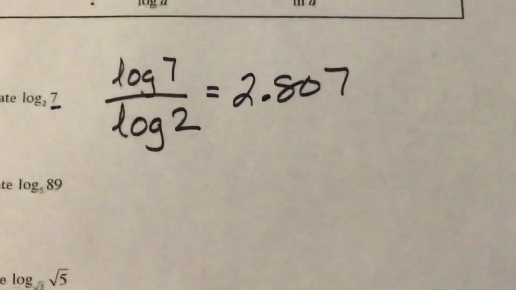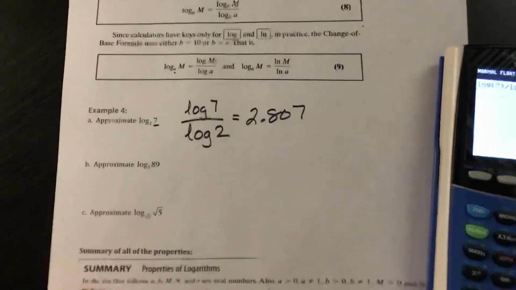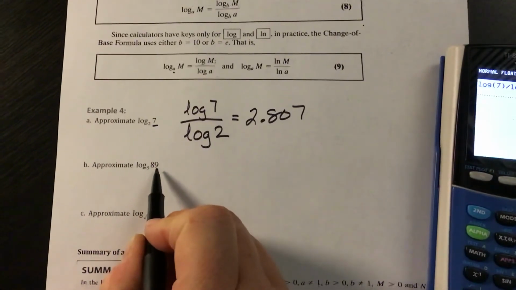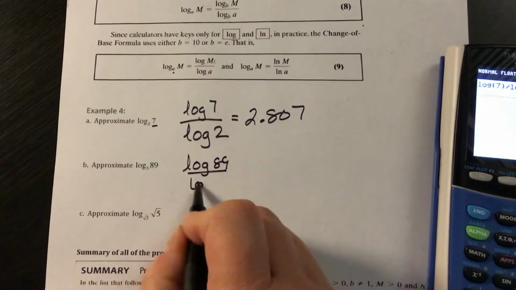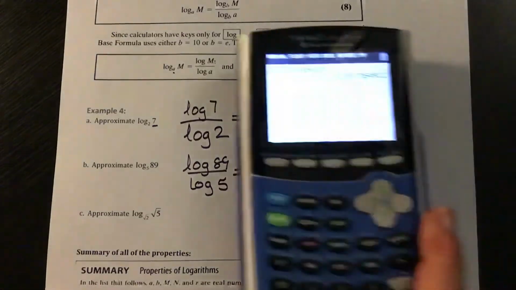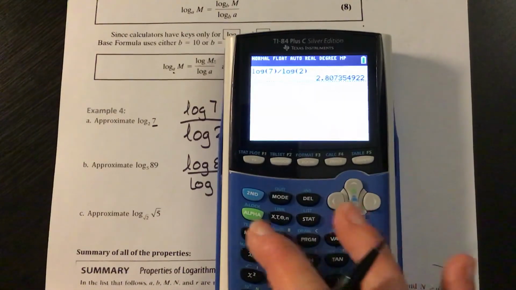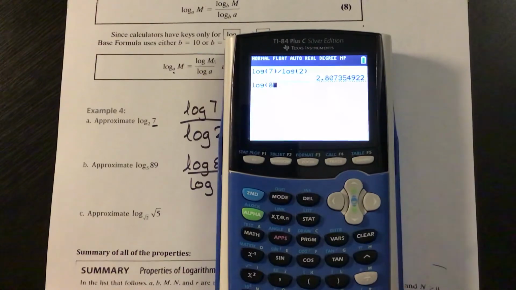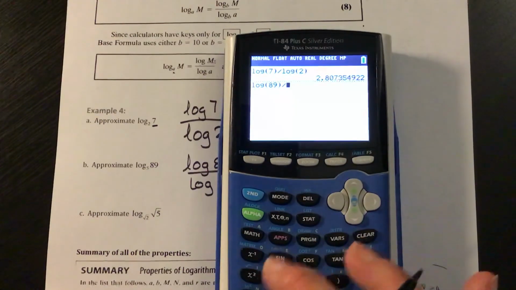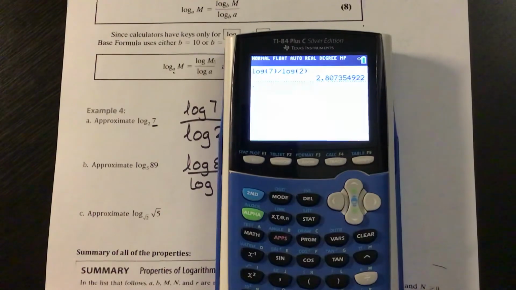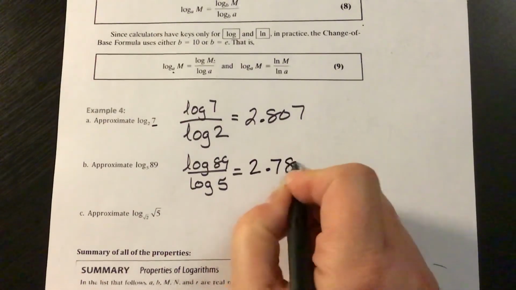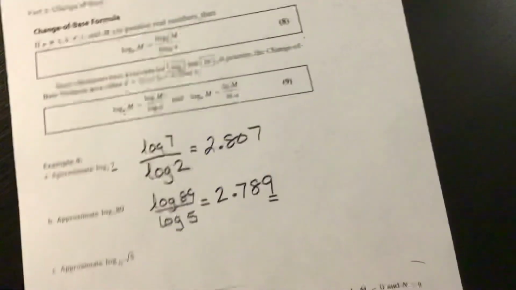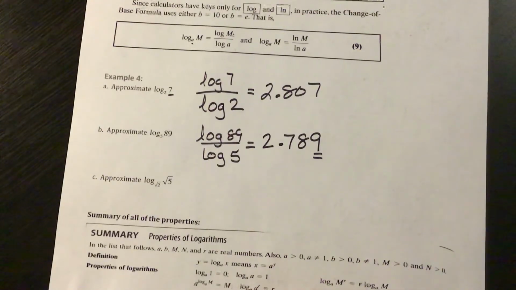All right, so the next one tells us we have log base 5 of 89. So I do log of 89 divided by log of 5. And in those calculations, log of 89 divided by log of 5 is 2.789. Usually we round to 3 decimal points, so we round to the thousandths place when we're working with logs.